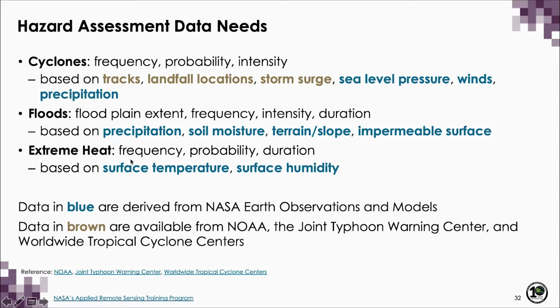Extreme heat, also for that, frequency, probability, and duration are required to assess the type of hazard, extreme heat. And then that requires data such as surface temperature and surface humidity. Some of these data, or most of these data, are available from NASA Earth observations and models. So the data listed in blue are available from NASA, and the ones in brown are available from other centers, from NOAA, from Joint Typhoon Warning Center. Also, there are worldwide tropical cyclone centers. So these provide information on these hazards.